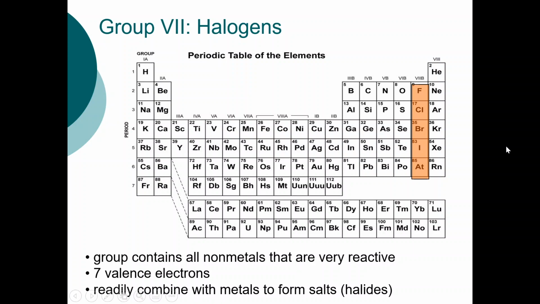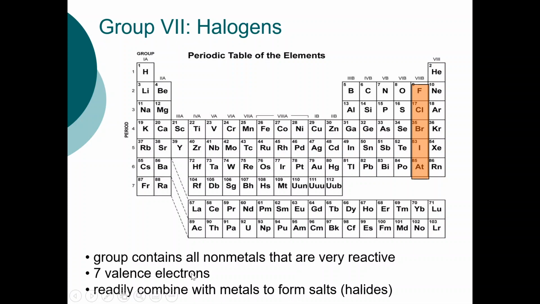Group number 7, the halogens. Everybody in this group has 7 valence electrons, and they are all non-metals. They are super duper reactive. These are our most reactive non-metals, just like the alkali metals were our most reactive metals. And when you are in school, I'll show you some of these elements, and you'll see what I mean by what a metal looks like versus what a non-metal looks like. And I'll also show you how reactive some of these substances are.